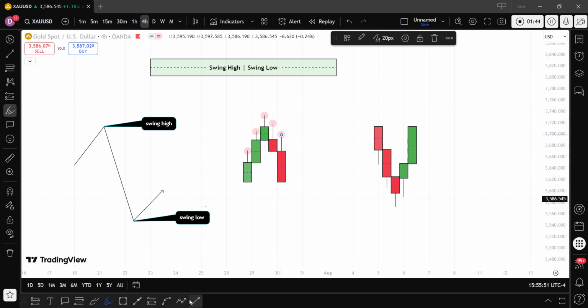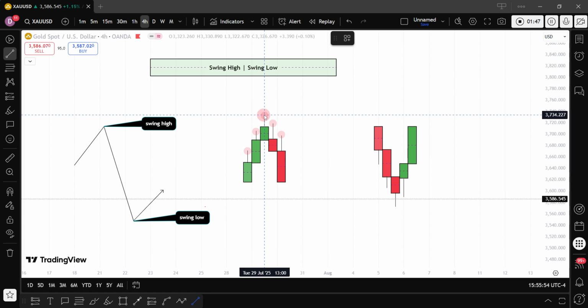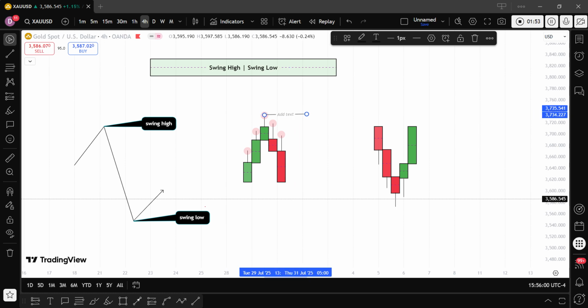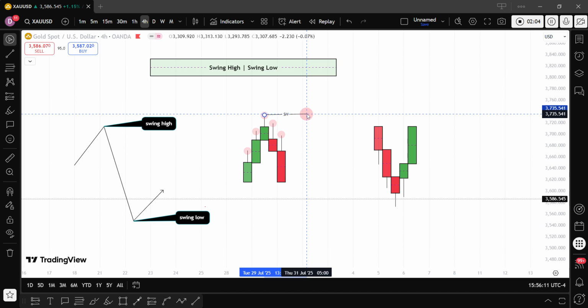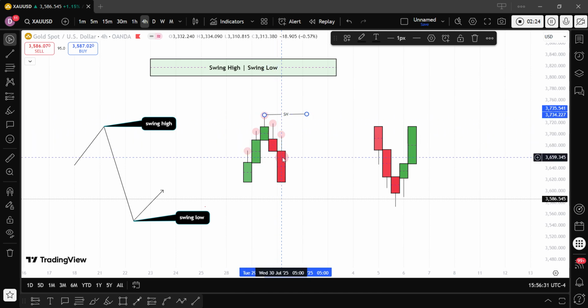Let me mark this for you. This is the highest point price reached. This becomes our swing high. This becomes our swing high. Now this swing high indicates a point where buying pressure was overcome by selling pressure. So the buyers could not push price any higher, and so the sellers took over. Now the market started reversing downwards.